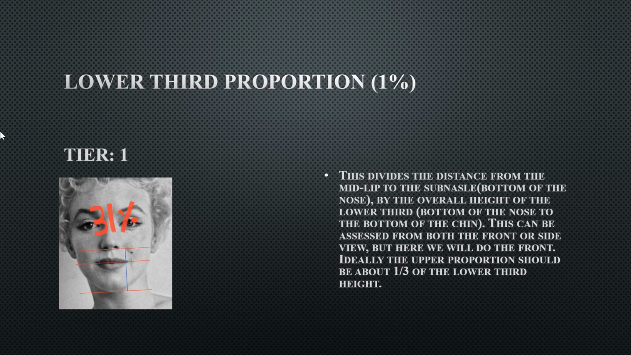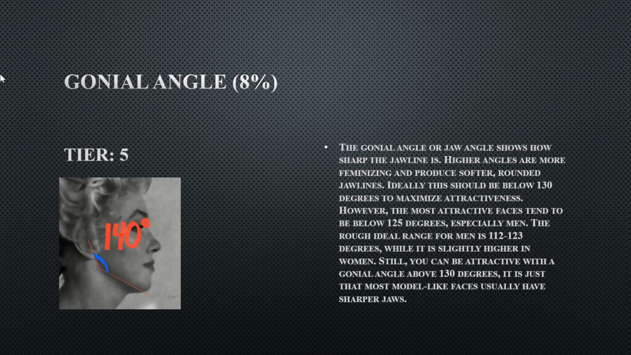Her lower third proportions is perfectly fine at 31%. And so she does have a pretty balanced lower third, even though her lower third is the most dominant portion of her thirds. Her lower thirds are perfectly spaced out. So this contributes to having a well-balanced lower third proportions, which you do want to have. The gonial angle is one of the biggest measurements in the side view profile.